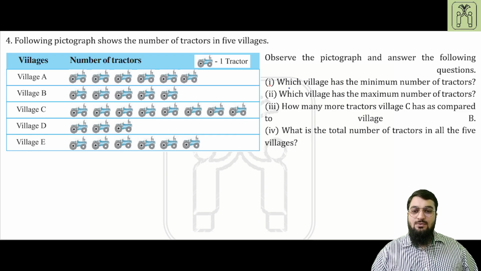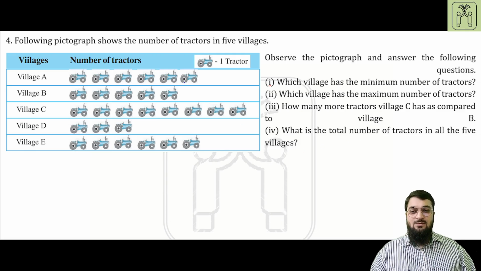Following pictograph shows the number of tractors in the 5 villages. Each symbol represents one tractor. Observe the pictograph and answer the following questions. Which village has the minimum, maximum, how many more tractors, comparison, and total number of tractors in 5 villages.